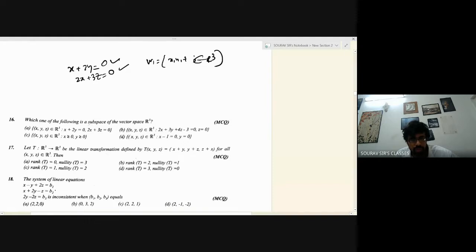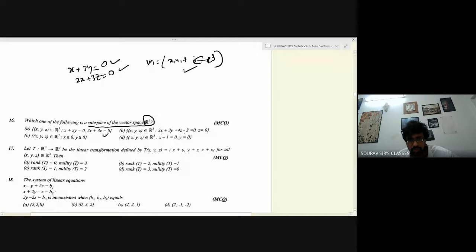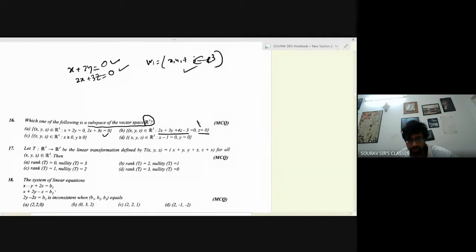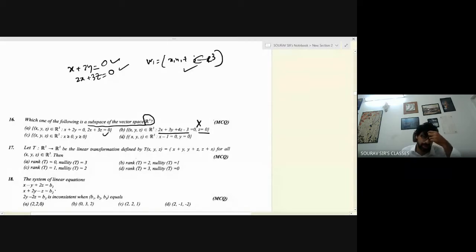So which of the following is a subspace of R cube? So this is a subspace of R cube. Done. In the very next case, 2x plus 3y plus 4z equal to this and z equal to 0. This is not a subspace because it doesn't pass through origin. We cannot guarantee that it passes through origin. Okay. So if you put z equal to 0 over here, then 2x plus 3y equal to 3. Obviously, it doesn't pass through origin. So B is not the subspace.